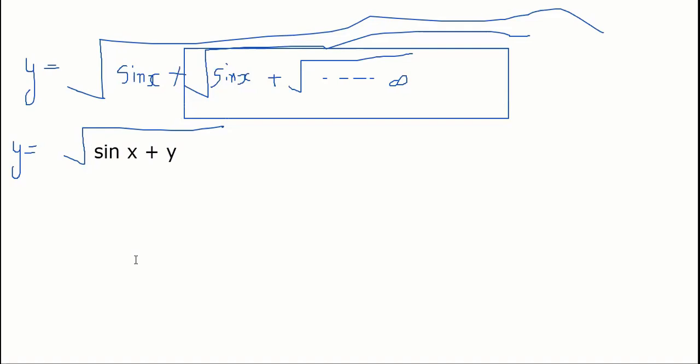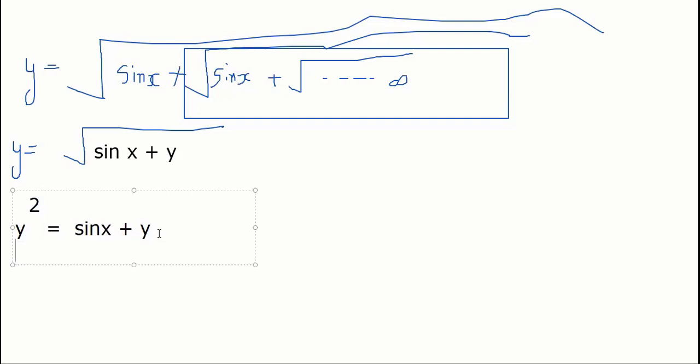इससे अच्छा स्क्वायर करें तो? हाँ सर, स्क्वायर करें तो और इजी हो जाएगा. तो हम लोगों ने कराया स्क्वायरिंग बोथ साइड. तो उषा हो गया ये y स्क्वायर इक्वल्स टू sin x plus y. ये तो ज्यादा इजी है ना, यस सर. क्योंकि now we know how to take a differential of both sides.